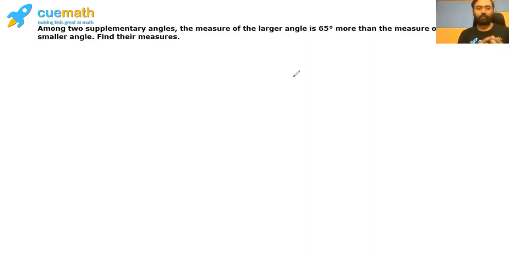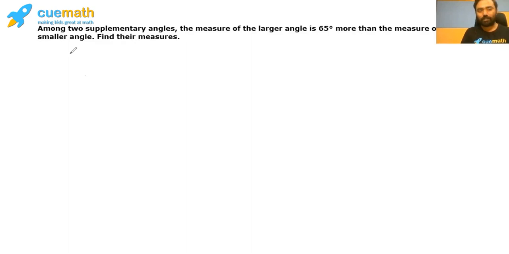So here we have been given two supplementary angles, and there is a condition given here where it says that the measure of the larger angle is 65 degrees more than the measure of the smaller angle. We'll have to find the measure of both the angles. It's quite similar to the last question, but here we have to deal with supplementary angles.